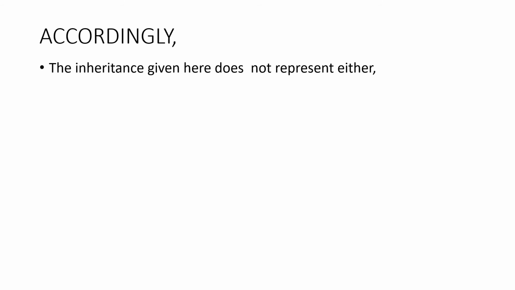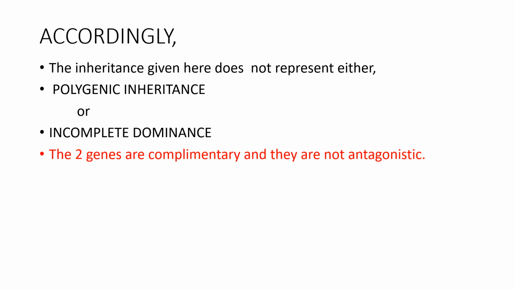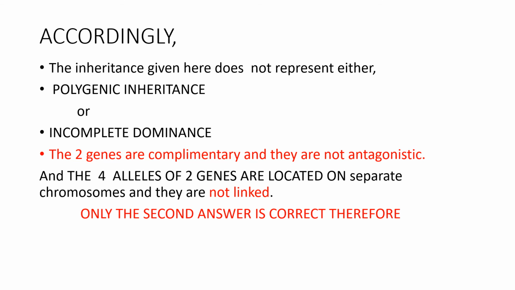Accordingly, the inheritance given here does not represent either polygenic inheritance or incomplete dominance. The two genes are complementary and they are not antagonistic, and the 4 alleles of the 2 genes are located on separate chromosomes, and they are not linked. Only the second answer is correct, therefore, answer 2.